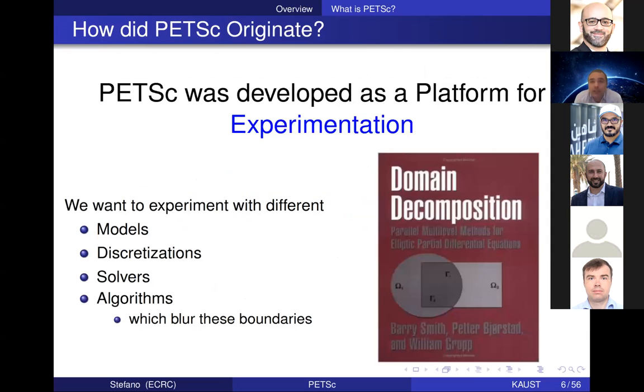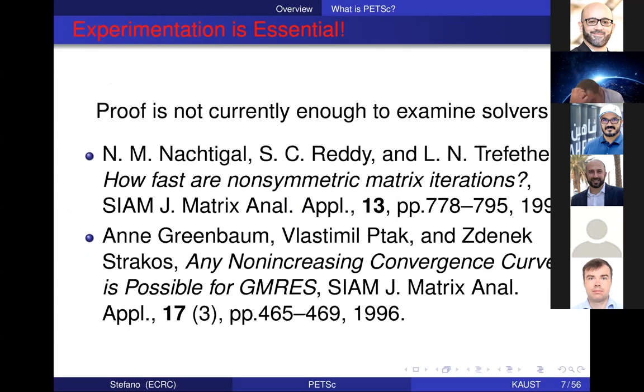So PETSc started in the early 90s with the work of Barry Smith and Bill Gropp, because they wanted a way to experiment with models, discretizations, solvers, and algorithms to solve partial differential equations. And usually the algorithms blurred the boundaries between solvers, discretizations, and models. So they wanted a central platform to ease the experimentation with solvers. And why experimenting with solvers is crucial: because with partial differential equations, proving that an algorithm is converging doesn't mean that the algorithm you choose is the best one to solve the problem.